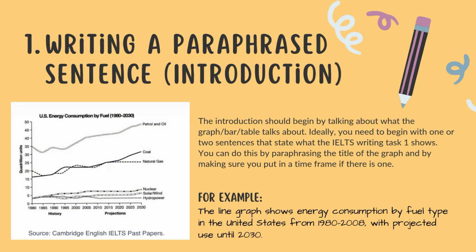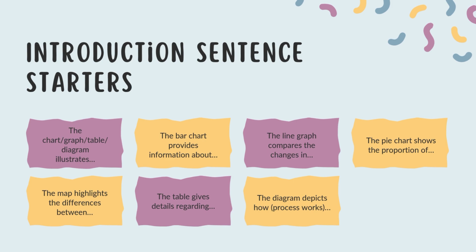For example, here in this diagram, we can see that we have US energy consumption by fuel. I have just taken this and formed it into this sentence. The line graph shows energy consumption by fuel type in the United States from 1980 to 2008, with projected use until 2030. This is all they're looking for in an introduction. I completely understand that starting the essay or the reports can be the most difficult parts for many students.